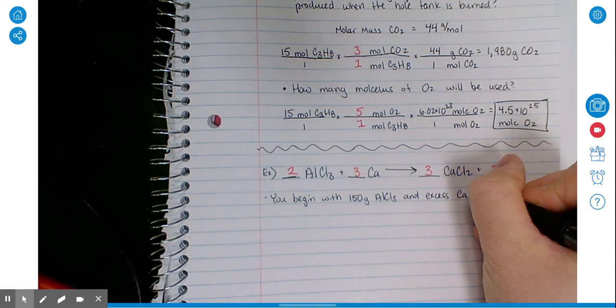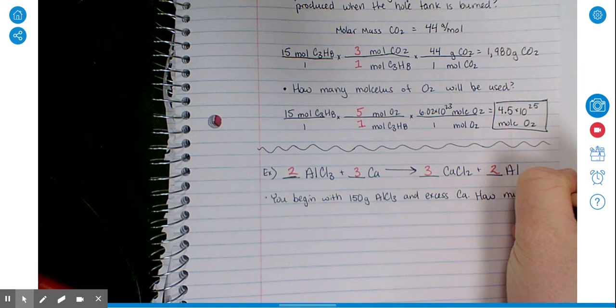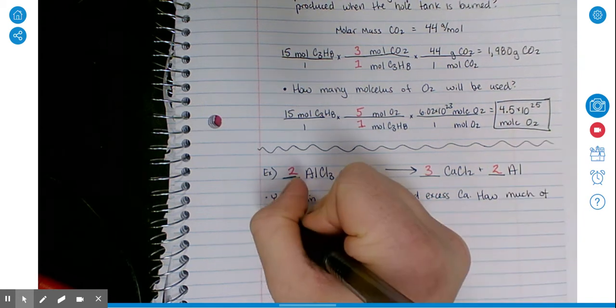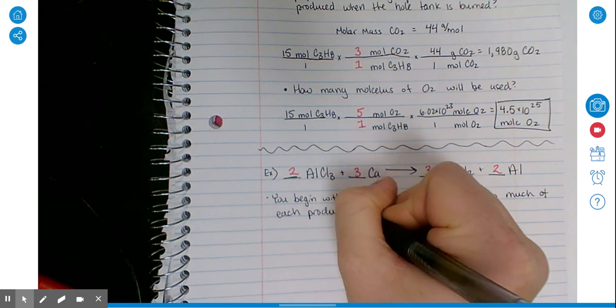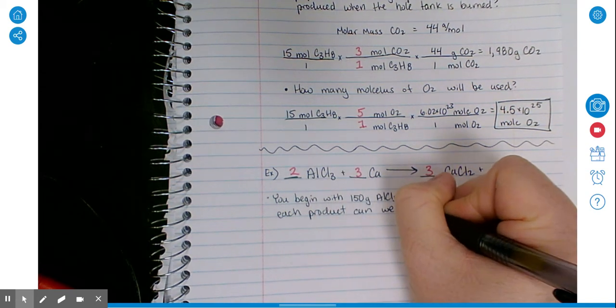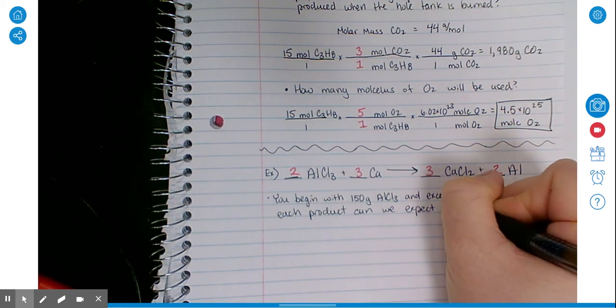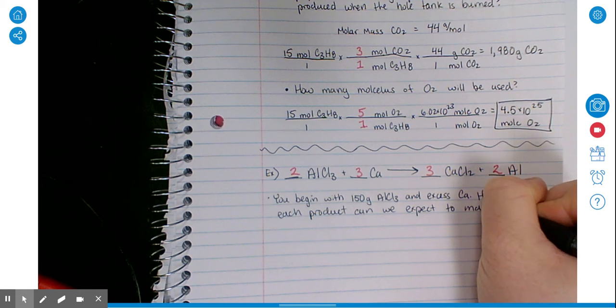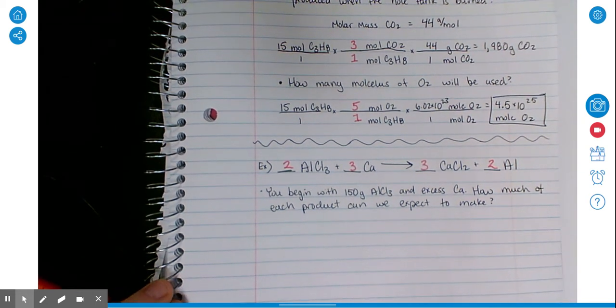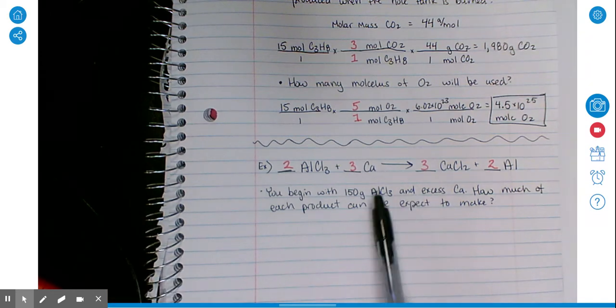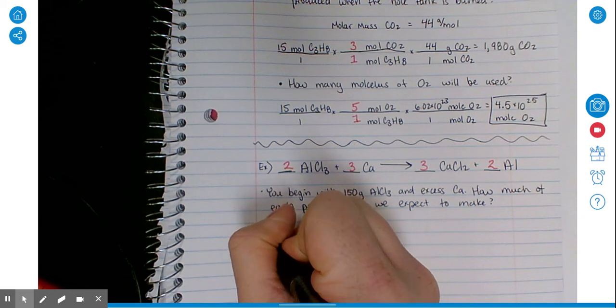And I want to know how much of each product we can expect to make. Same setup, start with what you know. So I know I have 150 grams of aluminum chloride.